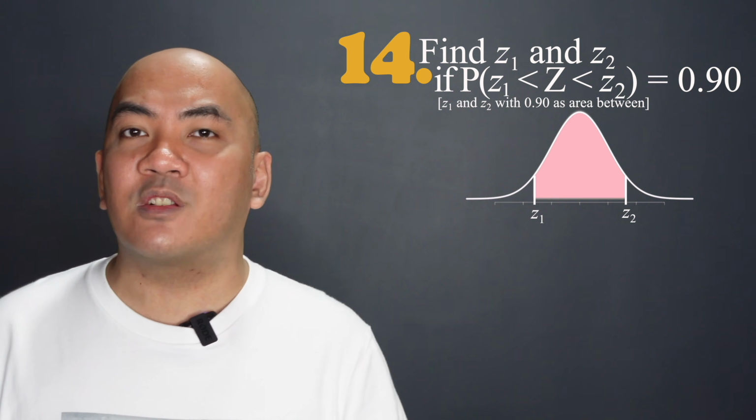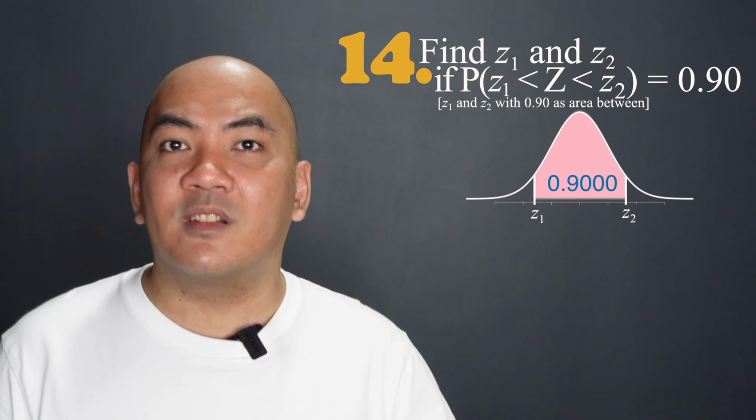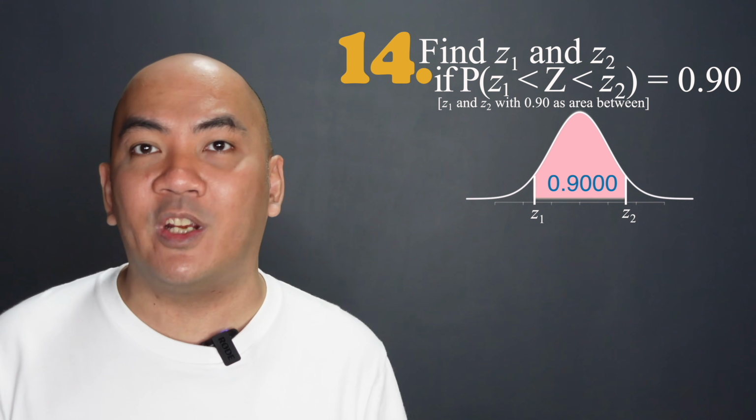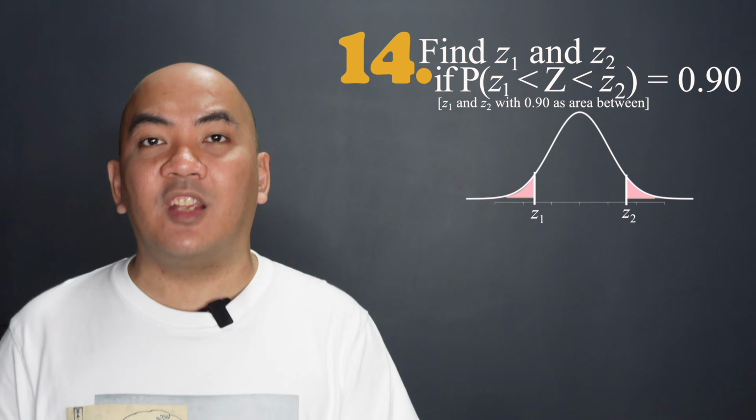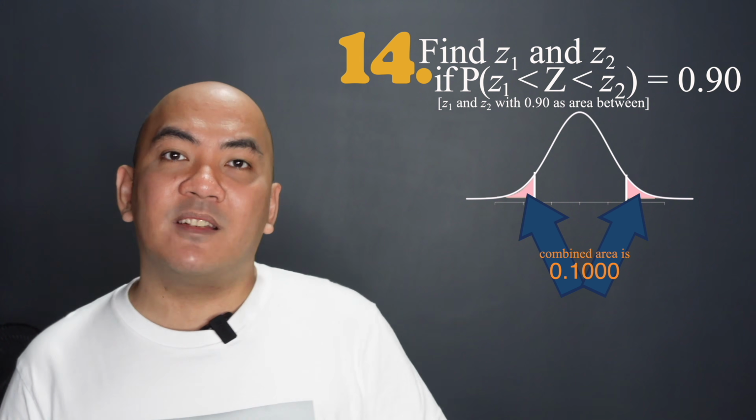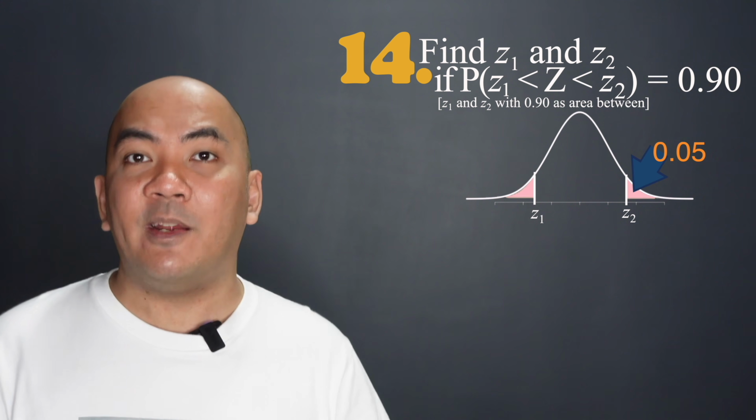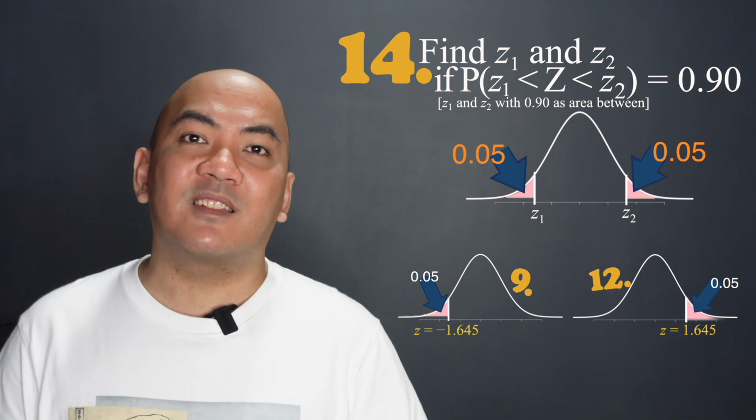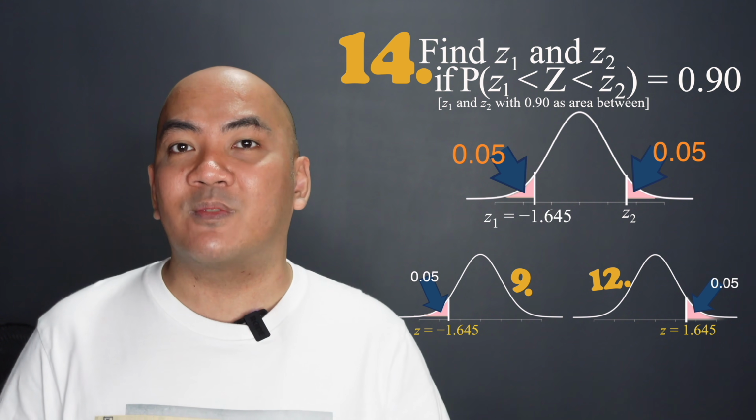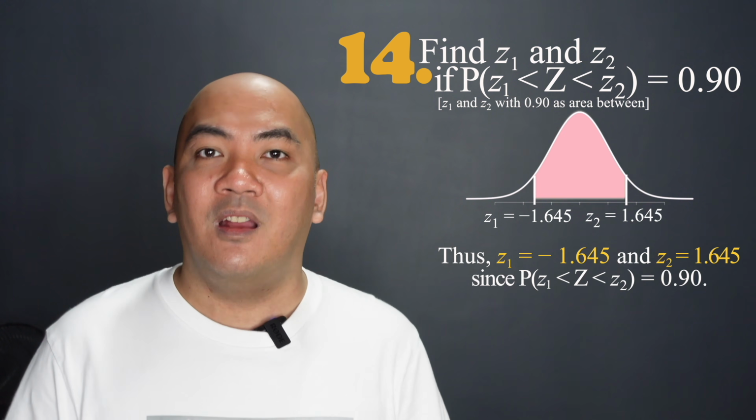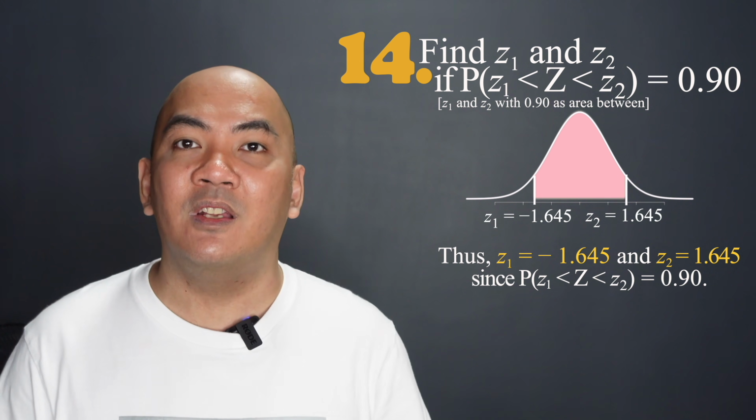Now, if you're looking for two values of z, let's say z sub 1 and z sub 2, having an area of 0.90, where z sub 1 is just a symmetry of z sub 2, or in other words, 0.90 is exactly on the center of the distribution, that means that the area on both extremes is equal to 0.10. And by symmetry, we may say that the area to the leftmost part is 0.05, and the area on the rightmost part is also 0.05. Based on example numbers 9 and 12, we must know already that those values of z are negative 1.645 and positive 1.645. Thus, we may say that the probability of z to be between negative 1.645 and positive 1.645 is equal to 0.90.